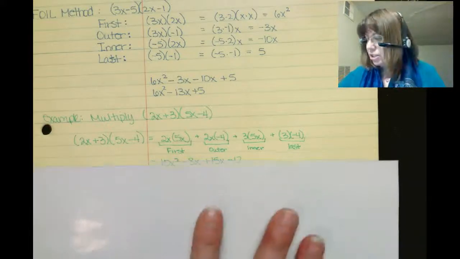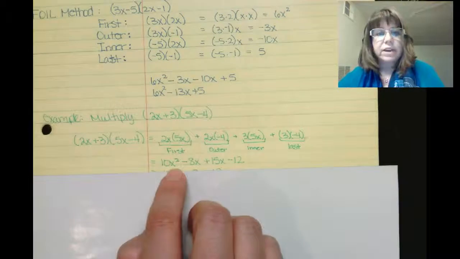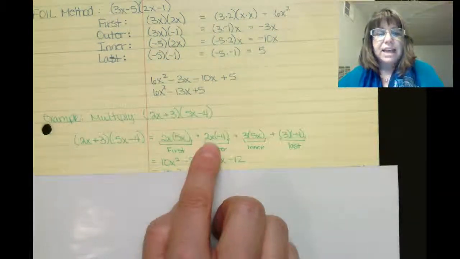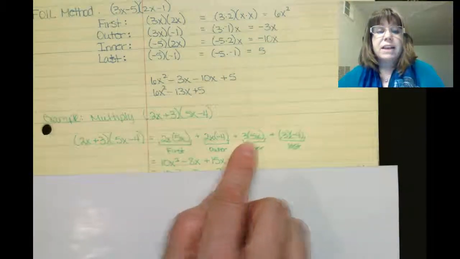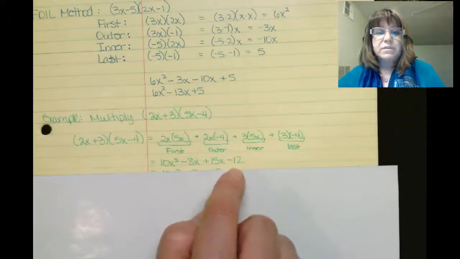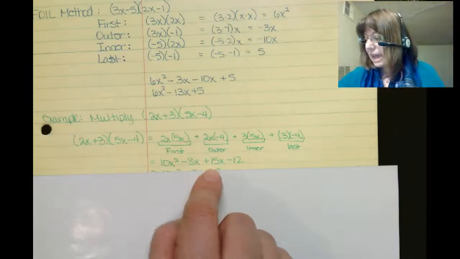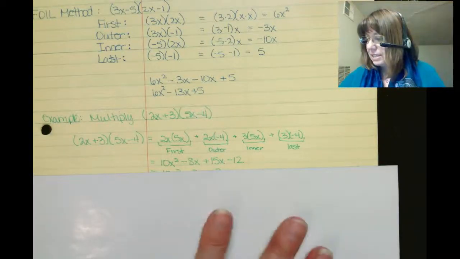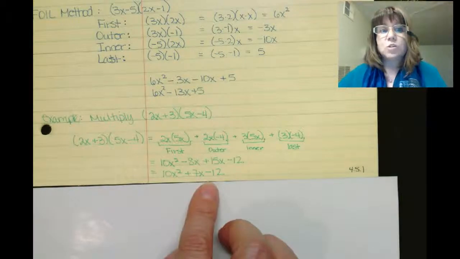Now I do the multiplication. 2 times 5 is 10. X times x is x squared. 2 times negative 4 is negative 8. And I have the x, so negative 8x. 3 times 5x is going to be 15x. And 3 times negative 4 is negative 12. Last thing to do is to combine any terms that I can, and I can combine the negative 8x and the positive 15x, giving me 10x squared plus 7x minus 12.